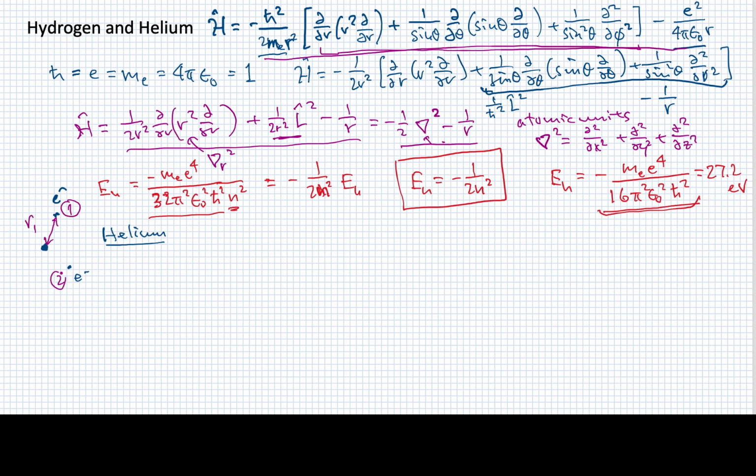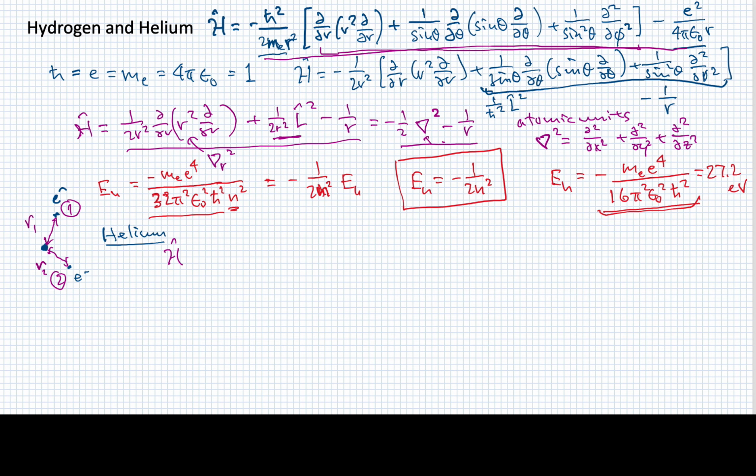We'll call this electron 2. I'll have this length here, which is R2. So when I start to write down the Hamiltonian for the helium atom, I'm going to have to include these extra coordinates. But it's more than that. I've got 3 different particles here, and so I'm going to have basically kinetic energy for all 3.